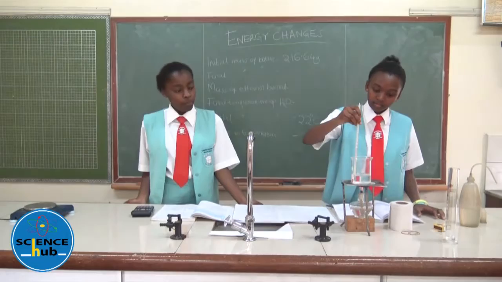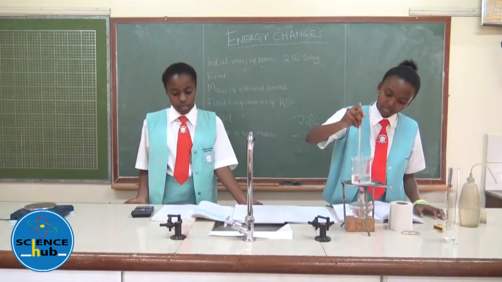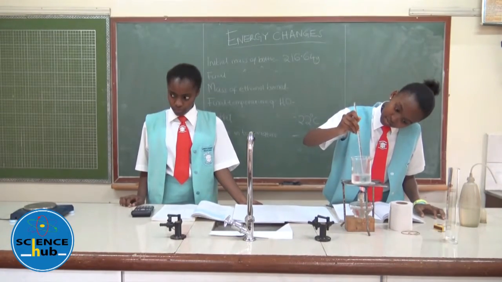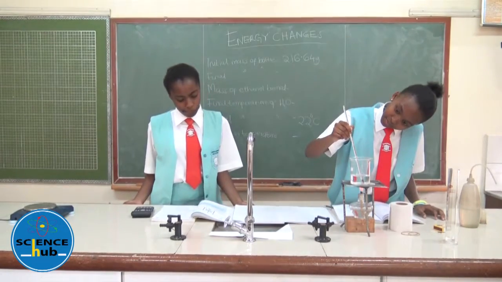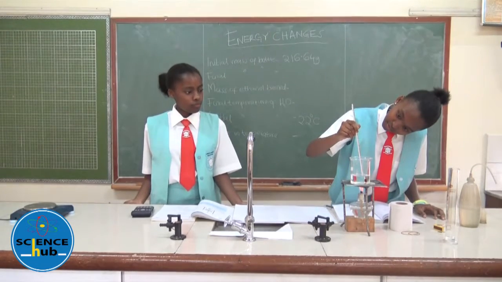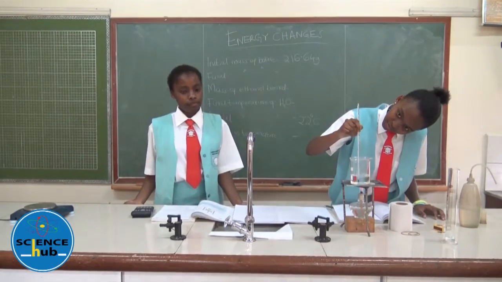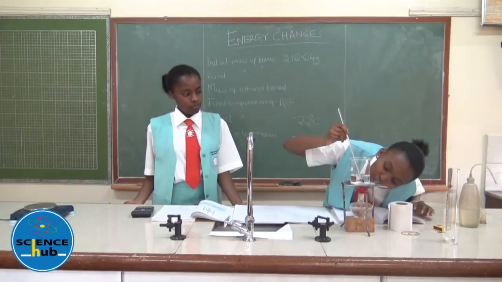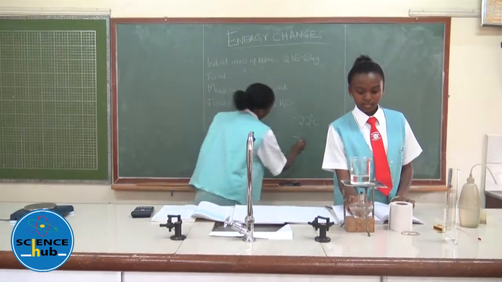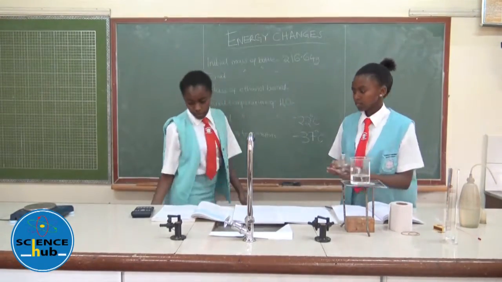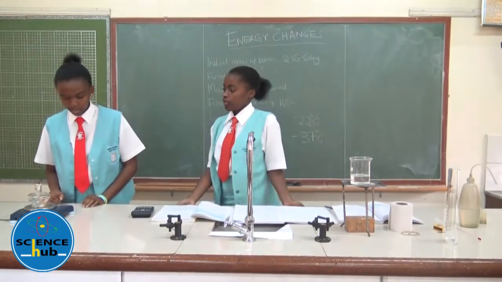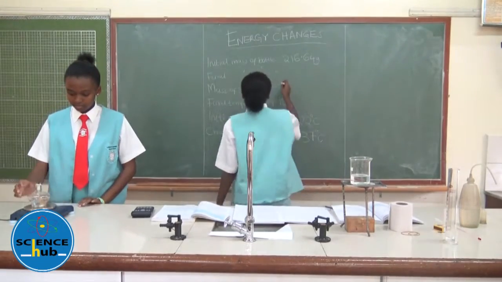Stir the water carefully with a thermometer and extinguish the flame when the temperature of the water has risen by 15 degrees Celsius. We record the temperature of the water. This will be the final temperature. Weigh the bottle and its contents again and record the results obtained: 208.18 grams. This will be the final mass of the bottle.